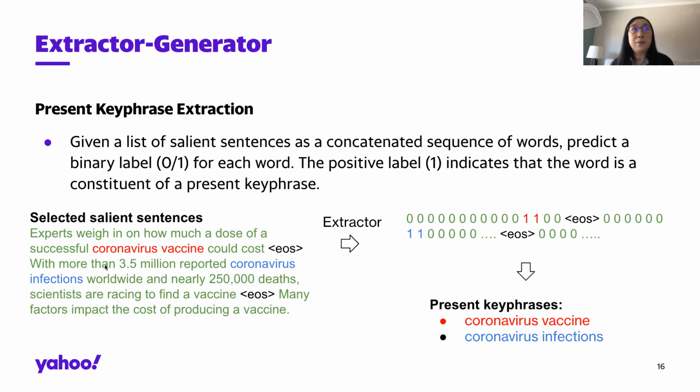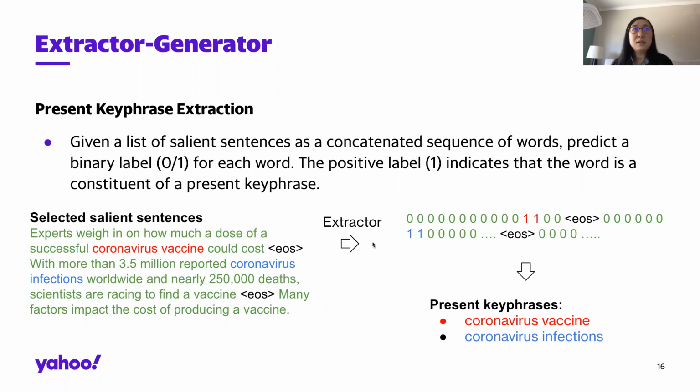So for example, given the web page we saw at the very beginning, we have selected three important sentences. They are concatenated together using this special token, meaning end of sequence, not the end of sentence. And then here we have this word in red and the word in blue. They are the present key phrases for this example.